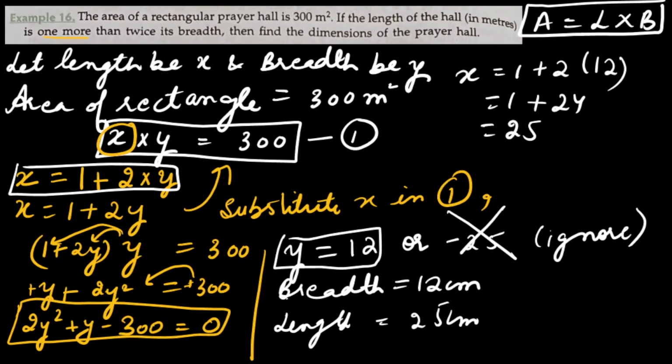At the end, most students will leave after finding the value of one unknown variable. You don't have to do that. Please find the required things; whatever we have assumed as x and y, we have to find both at the end of the question. So let's do the next question. We found the length and breadth here also. Let's do the next question.